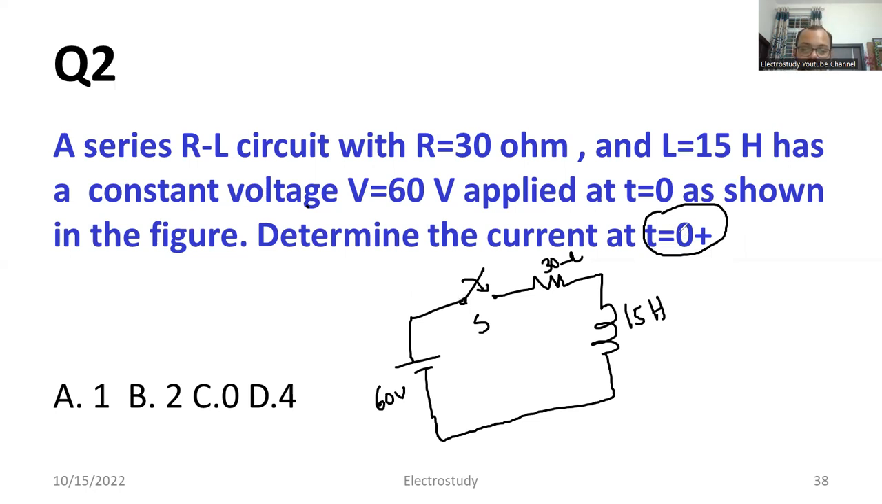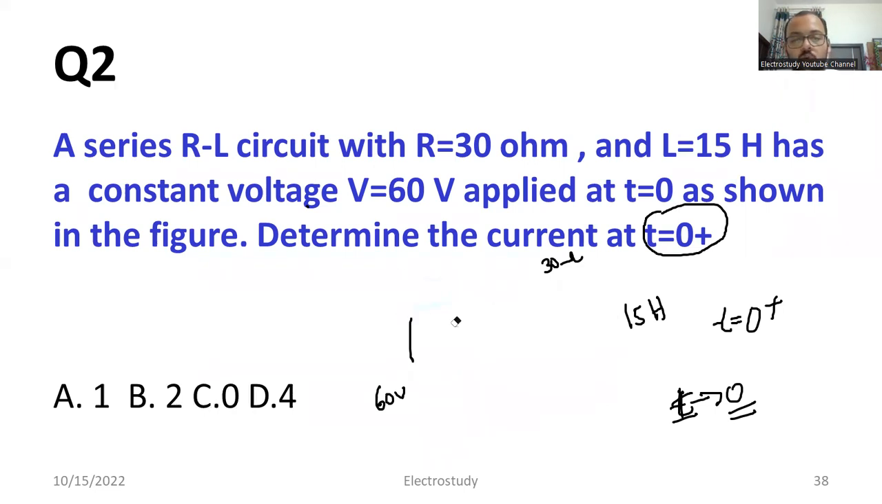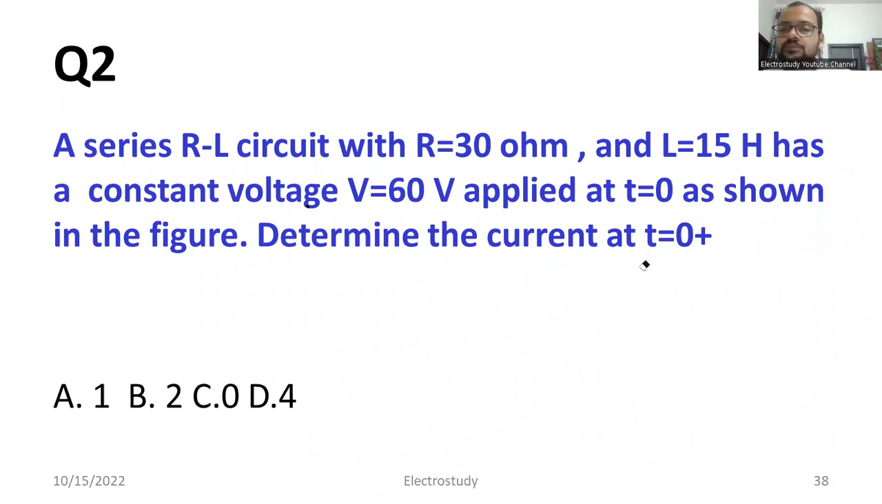So at this condition, especially when t is equal to 0 plus, the value of current is equal to 0. So you can select the right answer as 0 for this condition. For this transient condition, the value of current is equal to 0. Current is tending towards 0, because the inductor prevents changes in current.